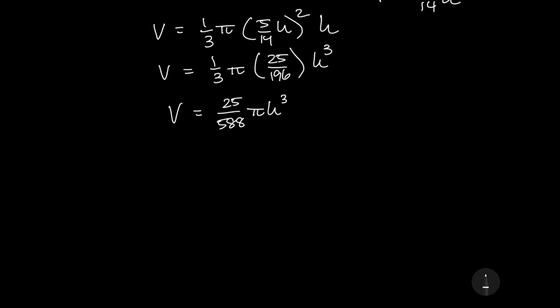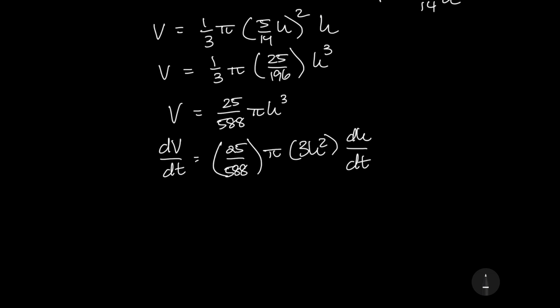Now, let's differentiate both sides with respect to time. So we have that dV/dt is going to equal 25 over 588 multiplied by pi times 3h squared dh/dt. I just used the chain rule over here. So if I rewrite this, dV/dt is going to equal 25 times 3 is 75, 75 over 588 times pi h squared times dh/dt.